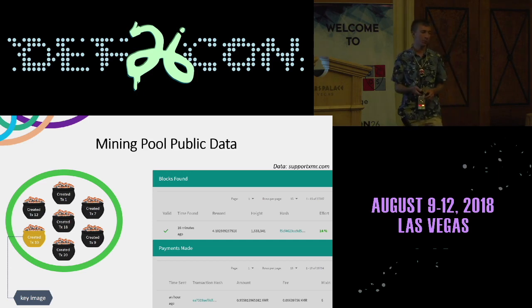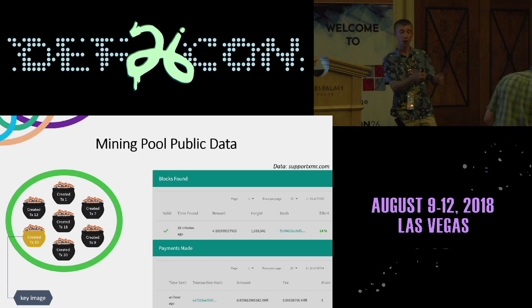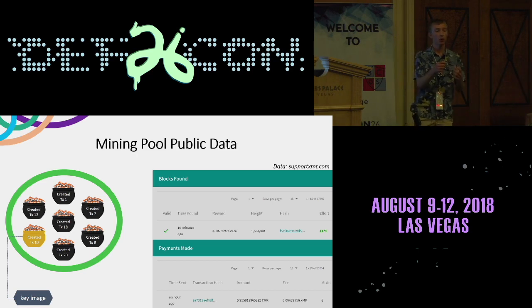So here's an example for Support XMR, which is a common Monero pool. They have a list of all the Coinbase blocks that they mine, and they have a list of all the payments that are made. Unfortunately, you can use both of these pieces of information to determine, okay, well, they mined this block. They have this Coinbase output that was generated. If this Coinbase output is included in a ring signature somewhere, but it is not on this transaction list, I know that it is a decoy. I know that I can claim that this is fake in this case, because otherwise it would have shown up in this transaction list. So to address this, there are several techniques we can use.